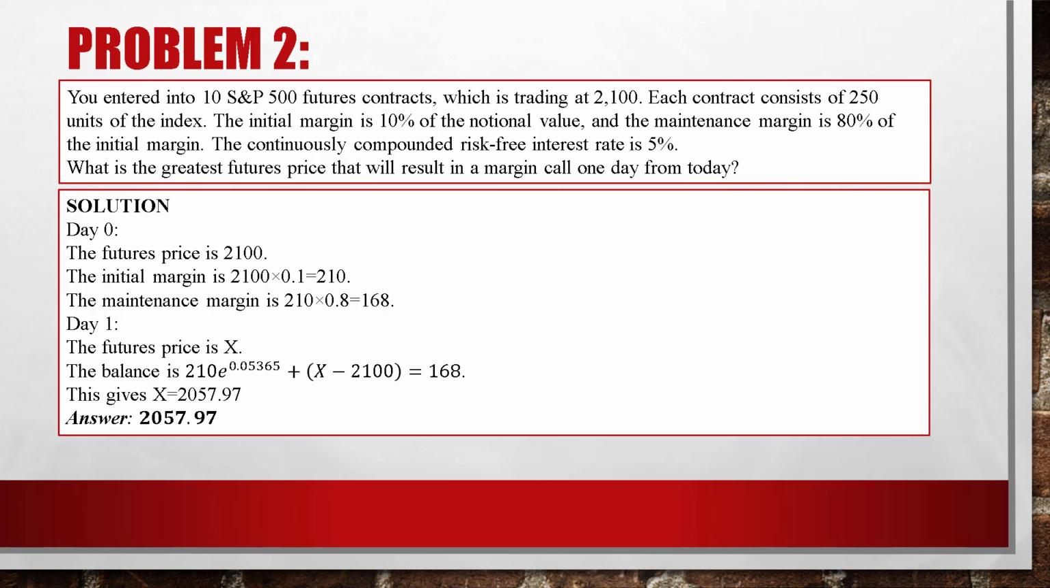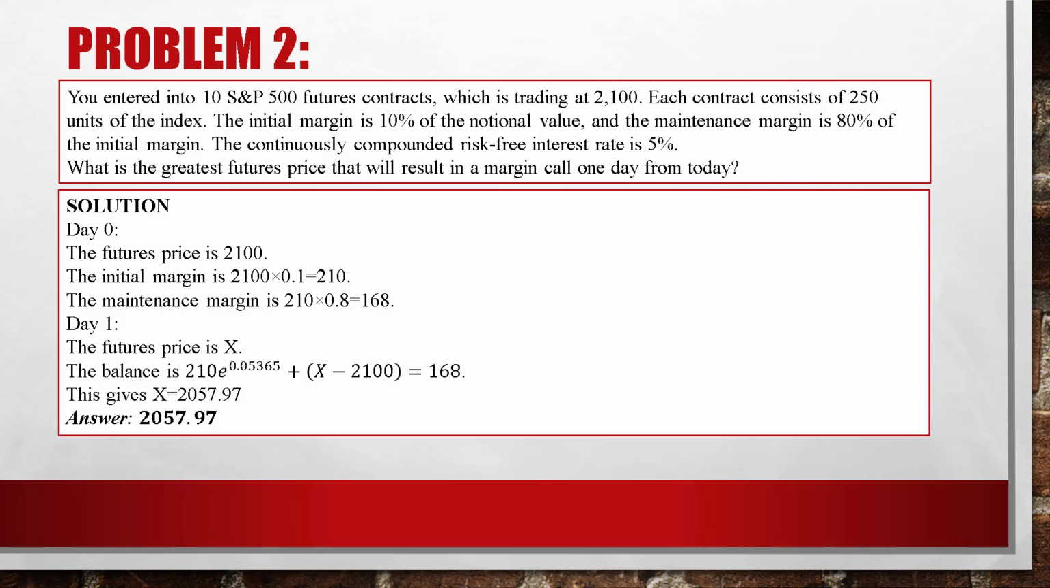So let's look at day 0. The futures price is 2100 and the initial margin is 10% of the notional value. The notional value is just 2100 times the total number of units in the 10 contracts. Now we ignore the 10 contracts with 250 units because that's a common factor for all the steps. So we get the initial margin here as 210, and the maintenance margin is 80% of 210, which is 168.